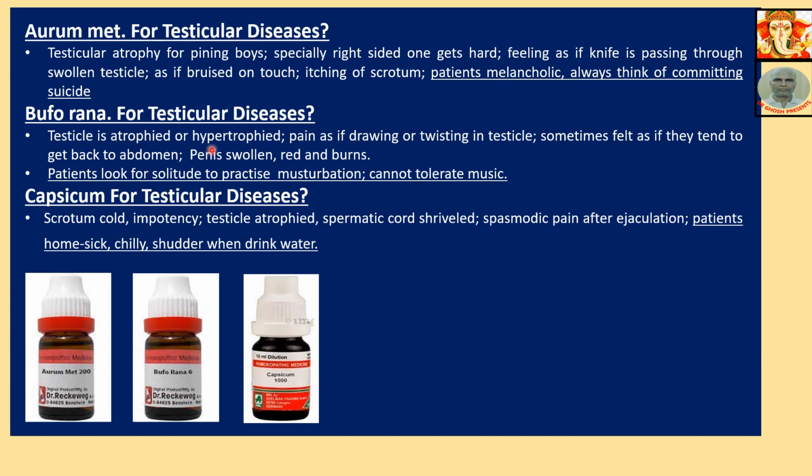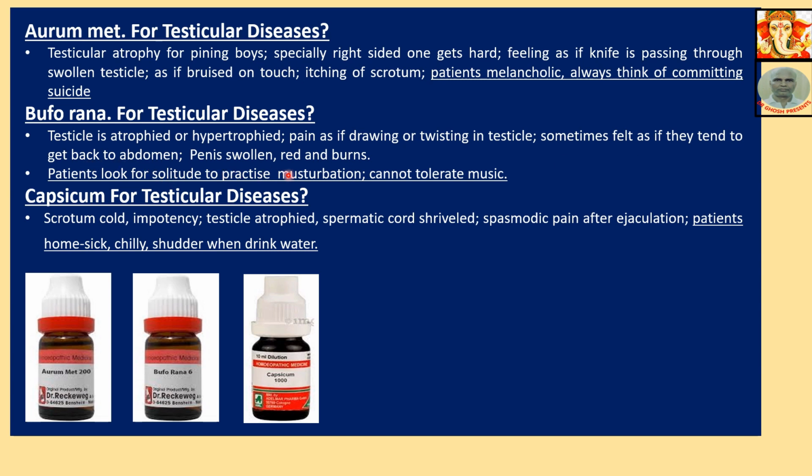Hypertrophy means increased. Pain as if drawing, twisting in testicle. Sometimes felt as if they tend to get back to abdomen. They tend to get back. They means the glands. You see, these testicles before birth remain in the abdomen. After birth, they come down to the scrotal sac through that opening from abdomen. Now here the symptom says that if the patient feels that the testicle tends to go upward, that is as if they are going back to their original place in abdomen. So it is written, they tend to get back to abdomen. This is their original abode.